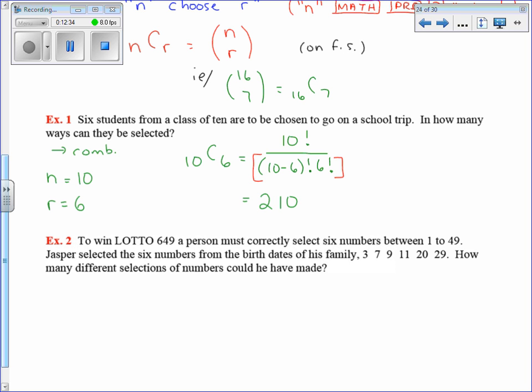But don't feel that you need to write down the expanded version every single time. It's sufficient, and you'll see in the next question, I'll show you what you need to show. If you're just going to use the 10 choose 6 formula on your calculator, then there's no need to write out 10 factorial and so on.